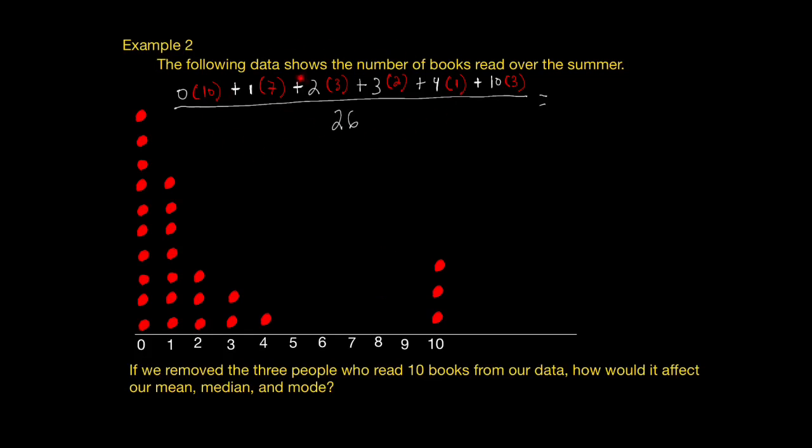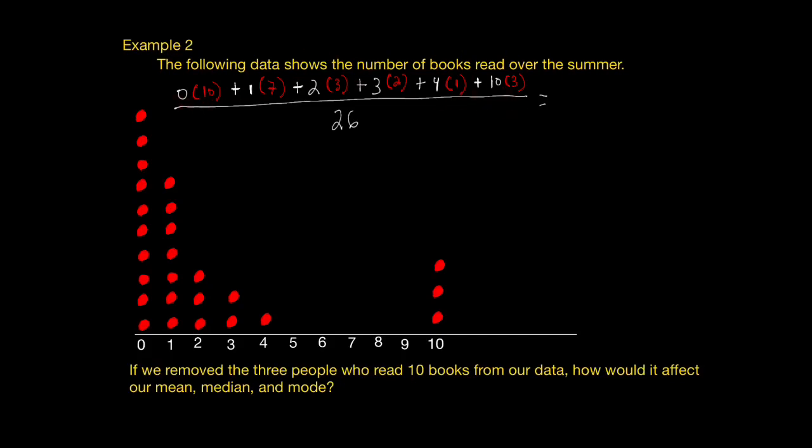And here's my setup for calculating the mean. I'm going to get 0 times 10, and I'm going to add that to 1 times 7 plus 2 times 3, plus 3 times 2 plus 4 times 1, all the way to 10 times 3. And then I'm going to divide this by the number of dots here. So here I have 26 students that completed this survey.